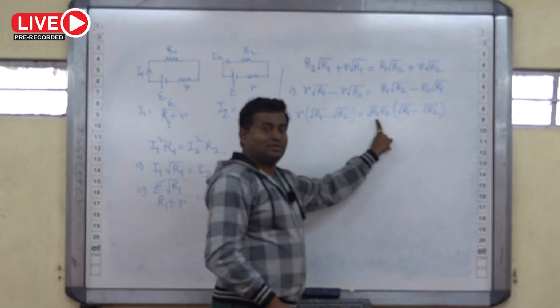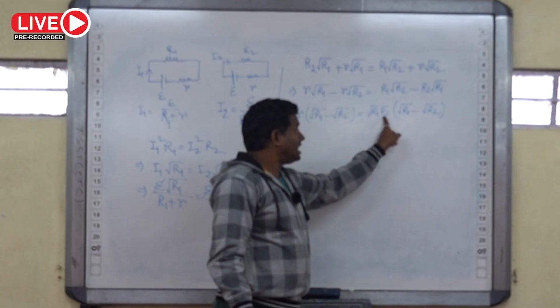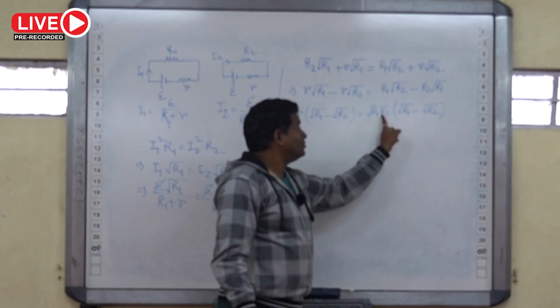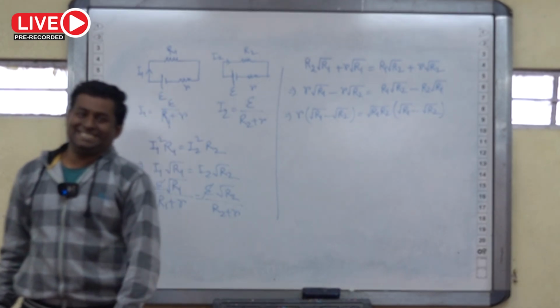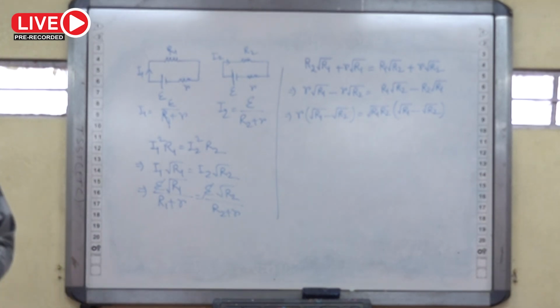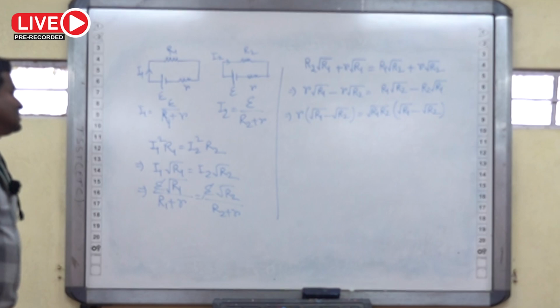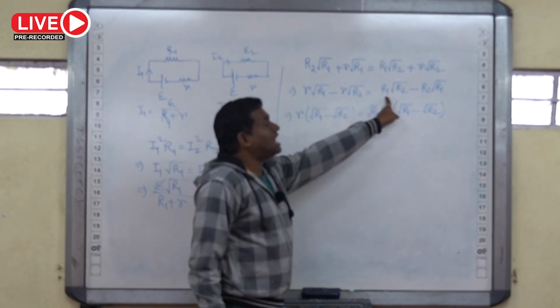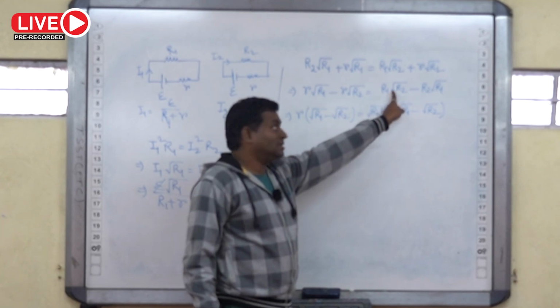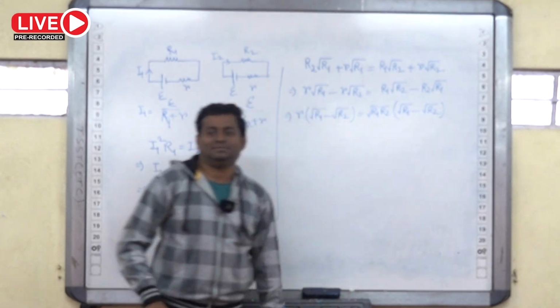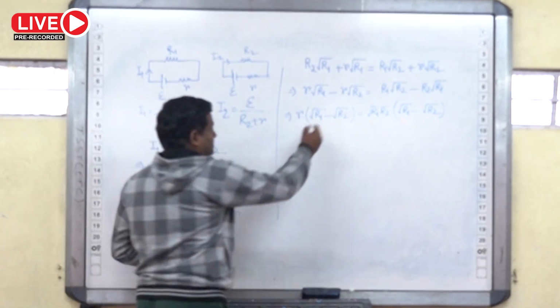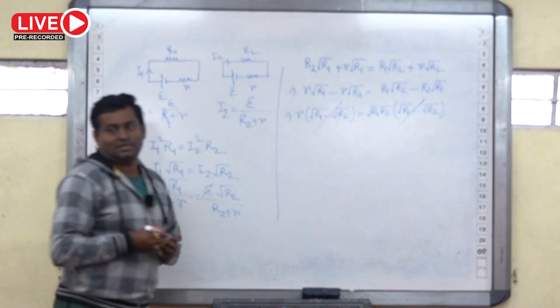Multiply. Root R1 times root R1 is R1, another root R2. Root R2 times root R2 is R2, another root R2. You understand that step? So we can always consider that this R1 means root R1 whole square and this R2 is root R2 whole square. From that I take root R1 R2 common. So this is your answer, root R1 R2.